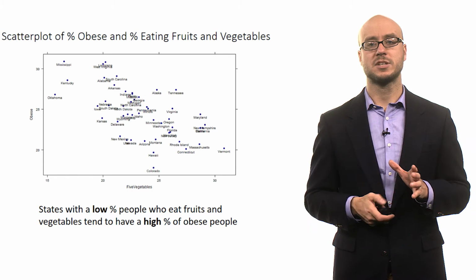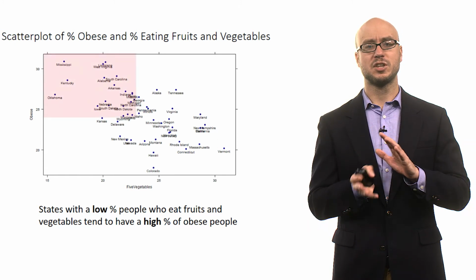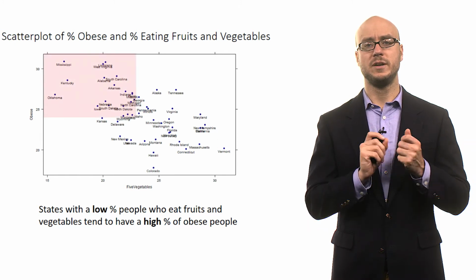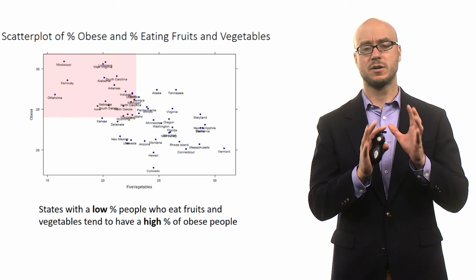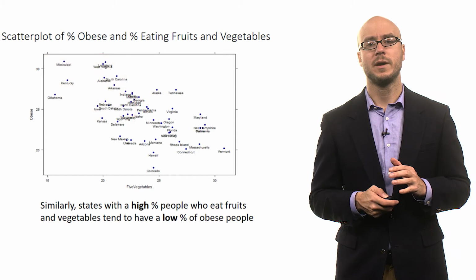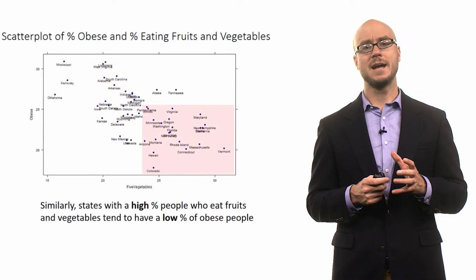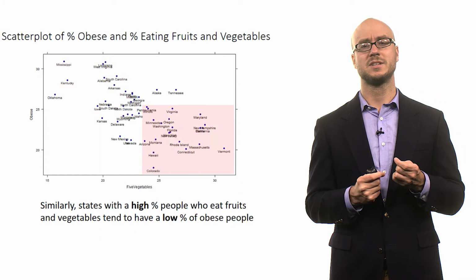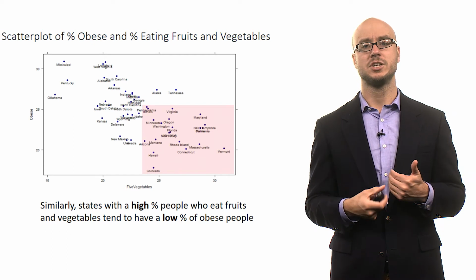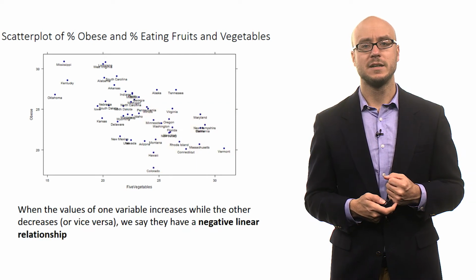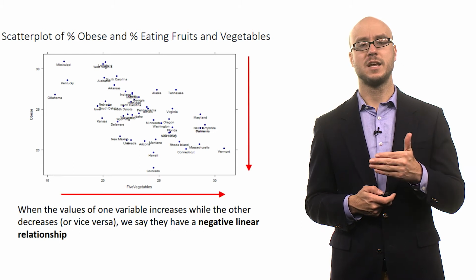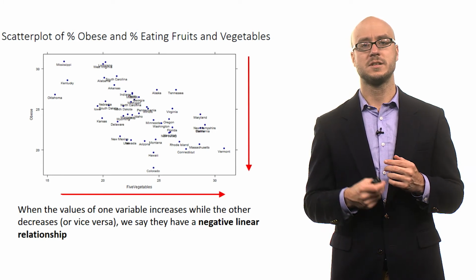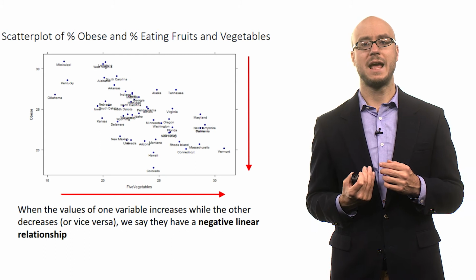If we look at the actual scatter plot, you can see, well, states with a low percentage of people who eat fruits and vegetables also tend to have a high percentage of obese people. That's that sort of red quadrant, generally speaking. We can also see that states with a high percentage of people who eat fruits and vegetables tend to have a low percentage of obese people. So we can generalize and say, as the percent who eat fruits and vegetables increases, the percent obese goes down.